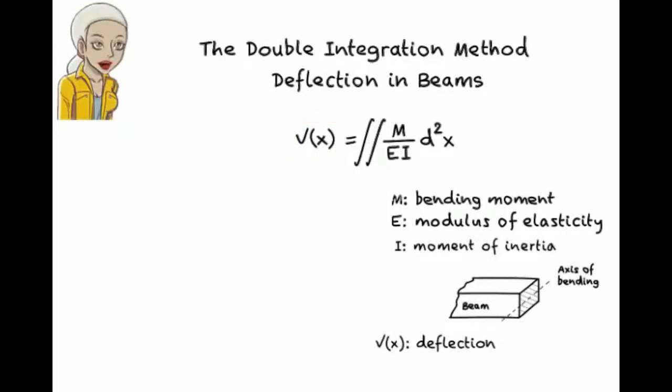This seems to be a rather straightforward double integration operation. All we have to do is to integrate M over EI twice with respect to x, and we have our deflection equation. Well, not quite.